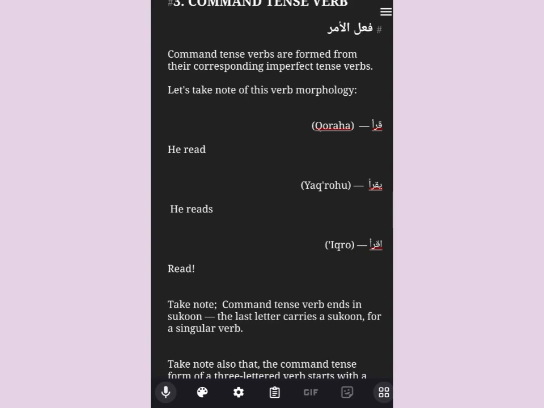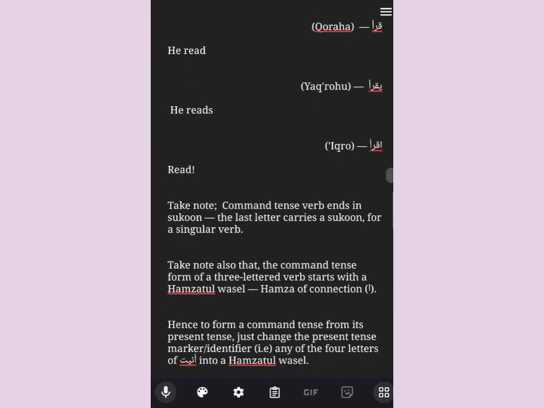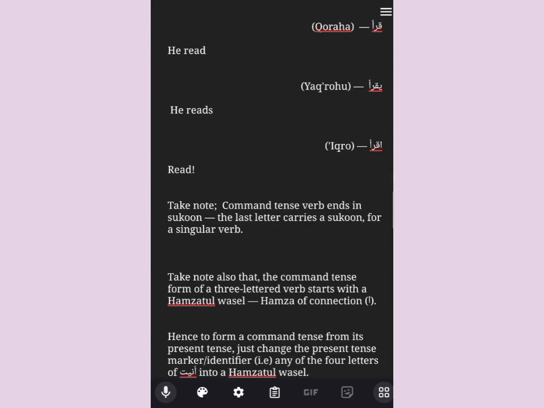اقرأ. And the initial letter, the one before the first letter, is also a hamza, but we call this type of hamza hamzatul wasl, the hamza of connection. And that is why we say اقرأ. Those are the two things you would find in a command tense verb. So this gives us the signs to identify a command tense verb.